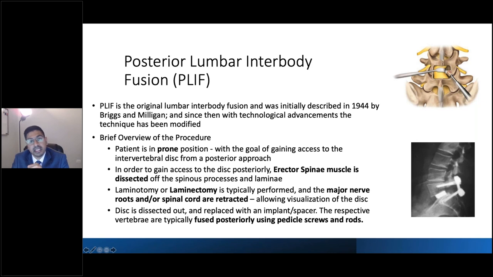As such, the patient is placed under general anesthesia and positioned in the prone position. Once this is done, a midline incision is typically made. The erector spinae musculature is dissected off the bony prominences, and a formalized laminectomy is performed. Once that's done, the spinal cord and major nerve roots are retracted out of the way in order for the surgeon to have access to the posterior intervertebral discs. Once that's done, the disc is dissected out and a graft, spacer, or cage is implanted. Finally, the patient is typically fused posteriorly using pedicle screws and rods, as you can see in the X-ray image.